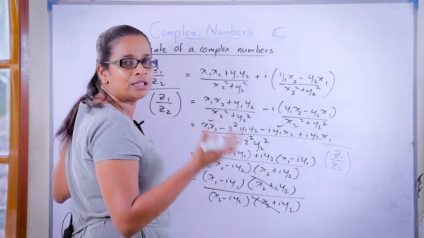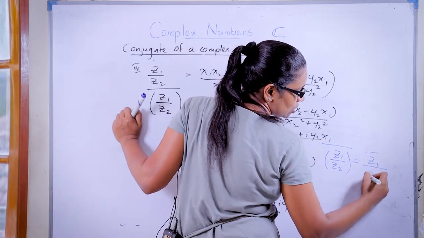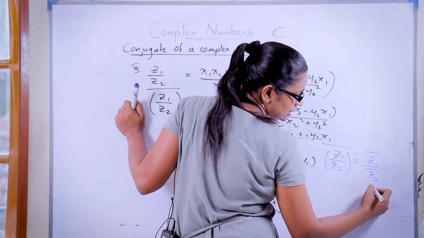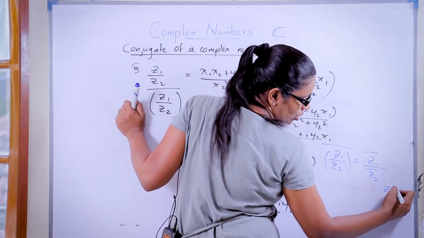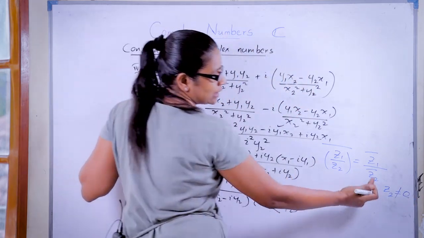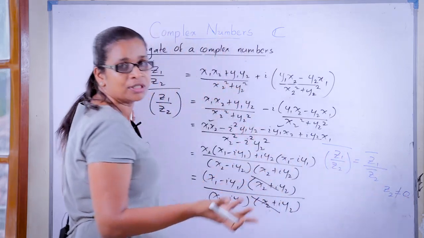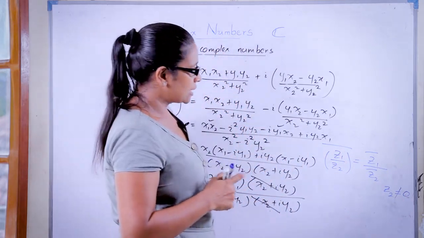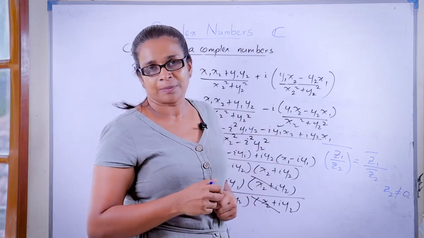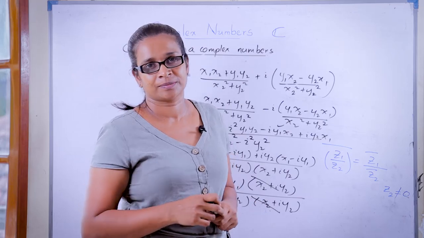The conjugate of the division of complex numbers equals the division of the conjugates of the complex numbers. For this, Z2 should not equal 0. Okay, because this is in the denominator. To define this one, this should not be equal to 0. Now, I explained the fourth theorem related to the conjugate of complex numbers. Let's talk about the modulus of a complex number.